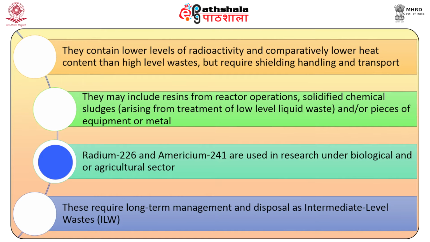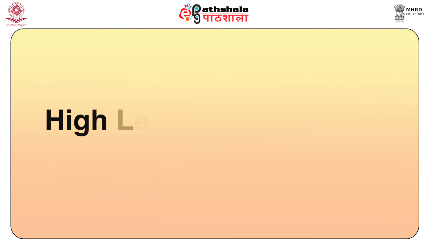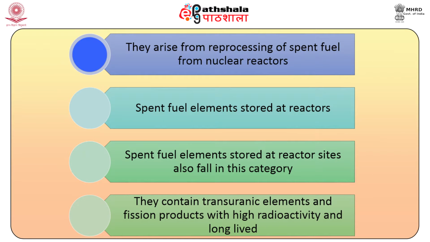Radium-226 and americium-241 are used in research under the biological and/or agricultural sector. These require long-term management and disposal as intermediate level wastes. High level waste: they arise from reprocessing of spent fuel from nuclear reactors.